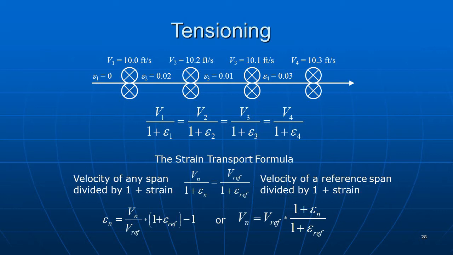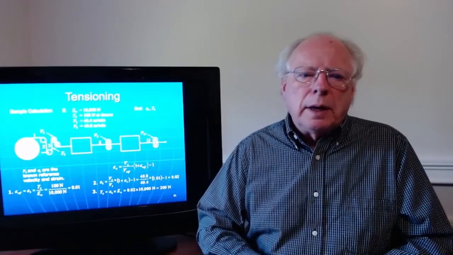It is the one thing you need to understand thoroughly to understand tensioning in a web path. You can't violate it, doesn't matter what the web is, its velocity divided by 1 plus the strain is constant throughout the web path. Now, this formula breaks down into two flavors. We got a strain flavor and a velocity flavor that are shown here at the bottom of this slide. So, let's see how we apply this to a web path.